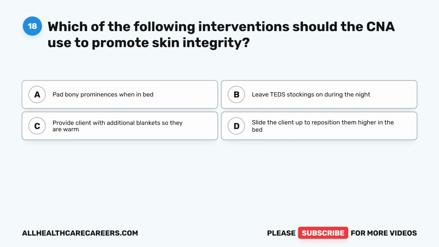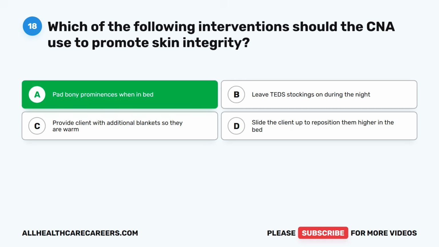Question 18. Which of the following interventions should the CNA use to promote skin integrity? A. Pad bony prominences when in bed. B. Leave TEDS stockings on during the night. C. Provide client with additional blankets so they are warm. D. Slide the client up to reposition them higher in the bed. The correct answer is A.